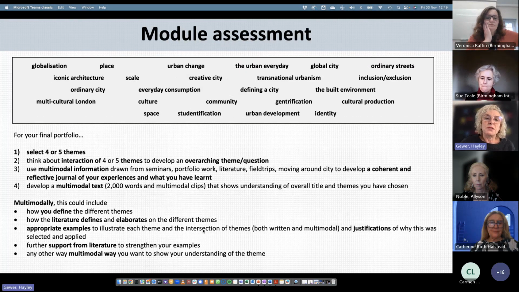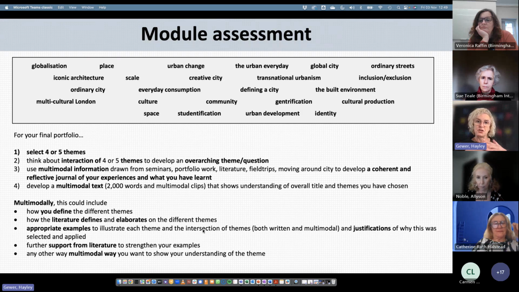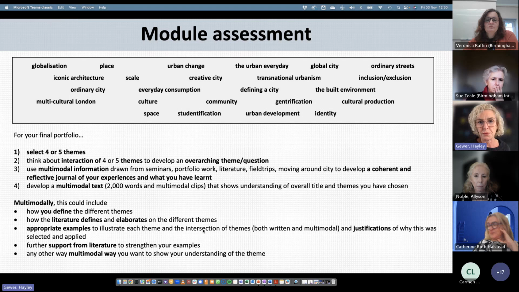So the assessment at the end of the module asks students to reflect on all the themes that we covered over the module and to choose 4 or 5 themes, to think about the intersection of these themes and develop them into an overarching theme or an overarching question that would be a driving framework for the portfolio.